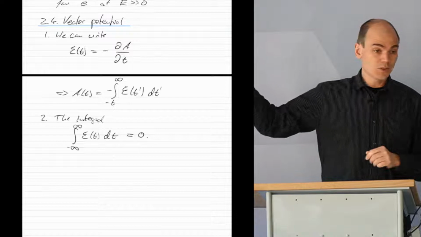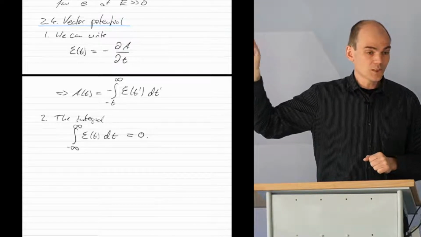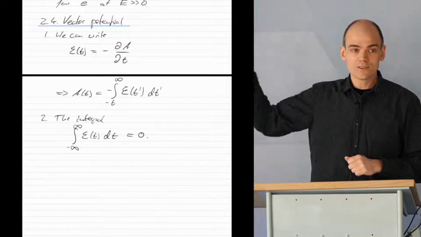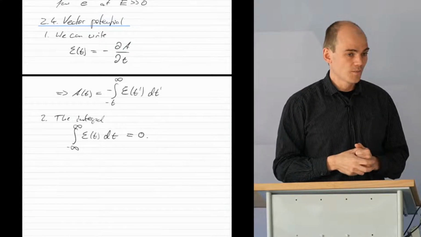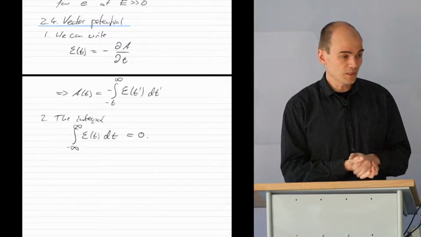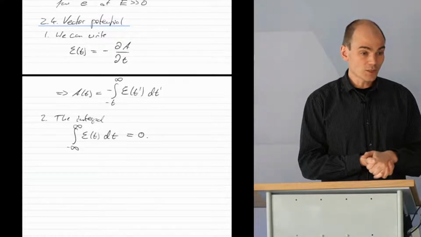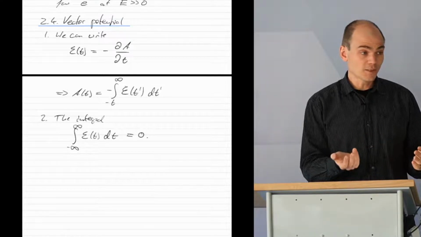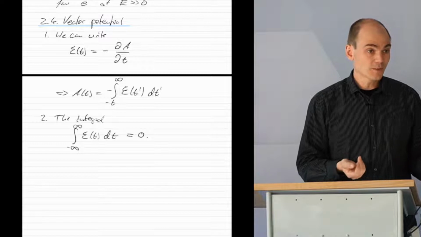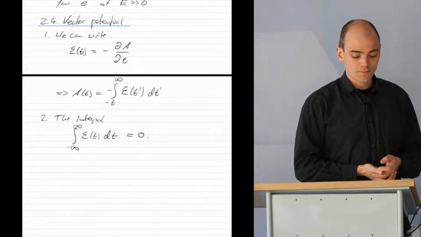This is equivalent because the electric field is essentially the acceleration, or in other words, the acceleration is directly given by the electric field. So if you integrate over the acceleration, then of course you get the change in velocity. And since this change of velocity must be 0, the integral over the electric field must be 0.